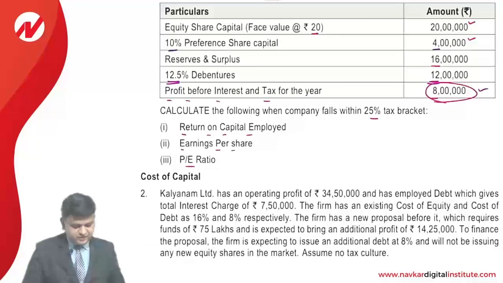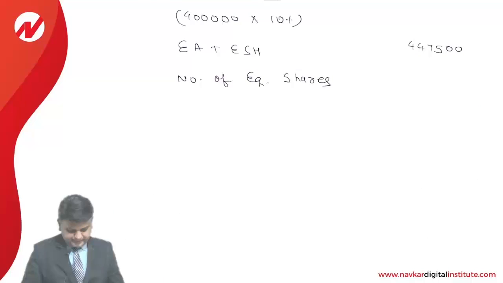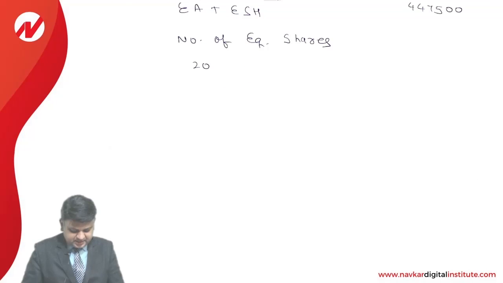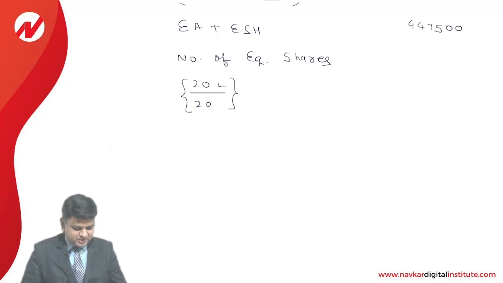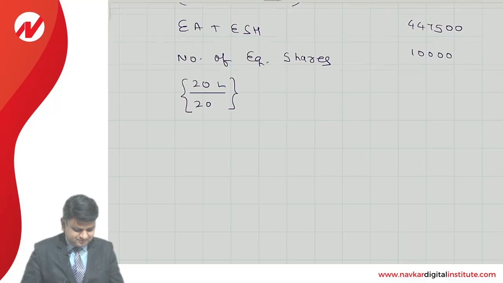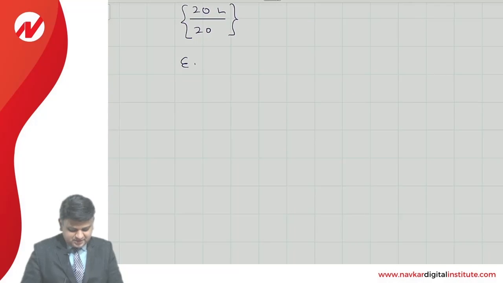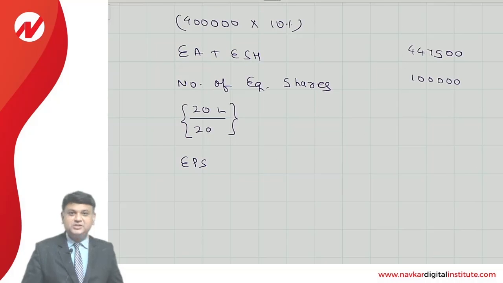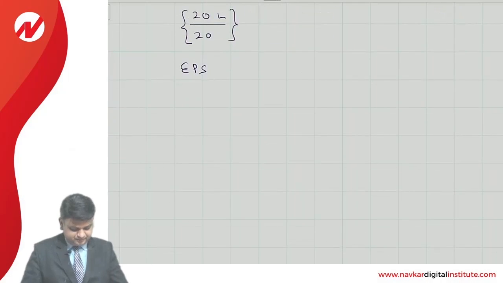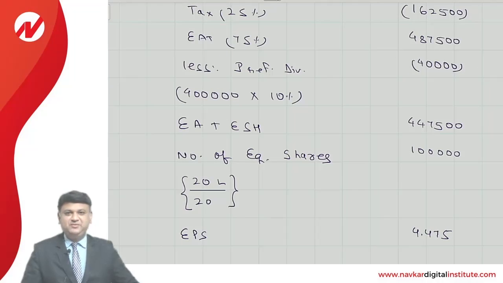We can see that the information is given that equity share capital is 20 lakhs and the face value of equity share is 20. Number of equity shares will be 1 lakh, and that will give us earning per share. It is 4.475. That is the way the EPS can be found.